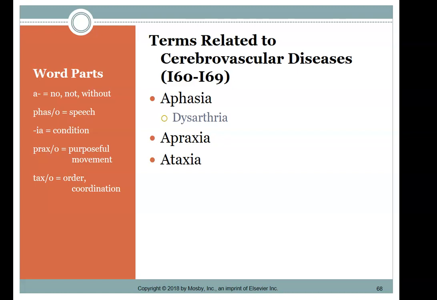And then your word parts. A again equals no, not, or without. Phaso is speech. Ia is condition. Praxo is purposeful movement. And taxo is order or coordination.